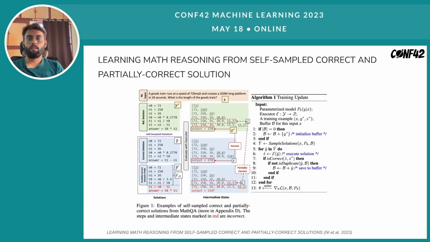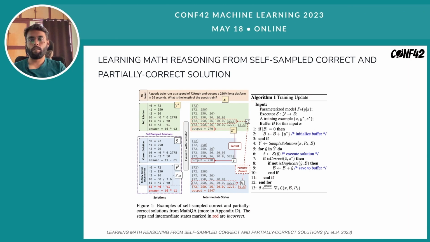So until now, we have seen methodologies of how to do inference or in context learning to elicit reasoning abilities from LLMs. But there are techniques that can be used to fine tune our large language models to elicit or improve the reasoning abilities. So we'll be seeing that in this section of the talk. One paper that does that is Learning Math Reasoning from Self-Sampled Correct and Partially Correct Solutions.